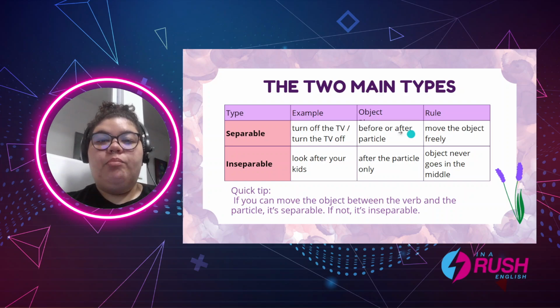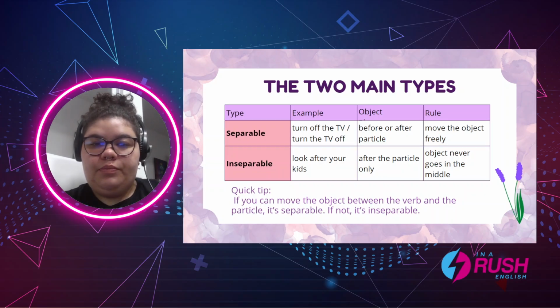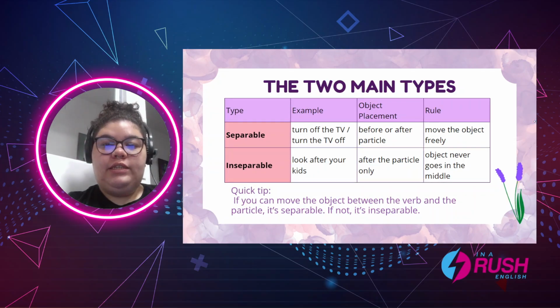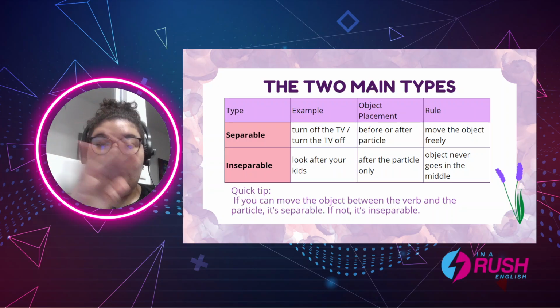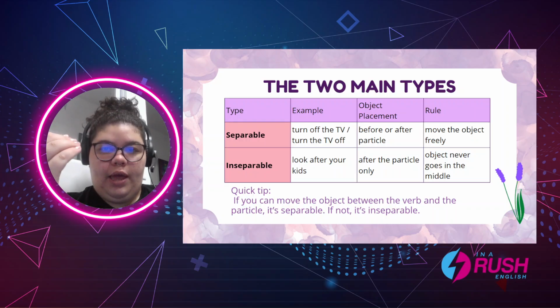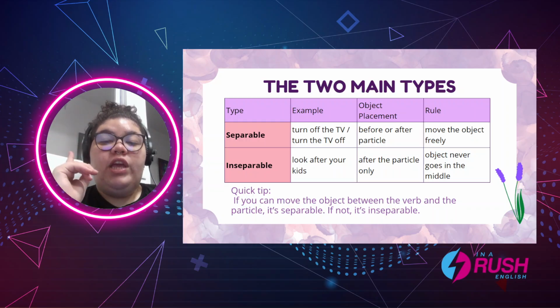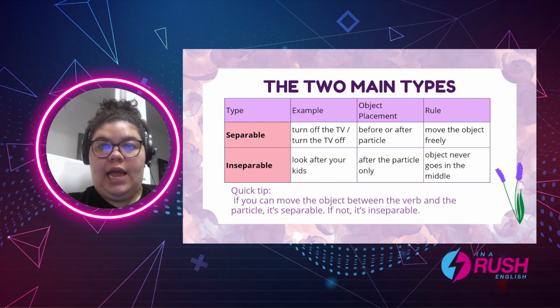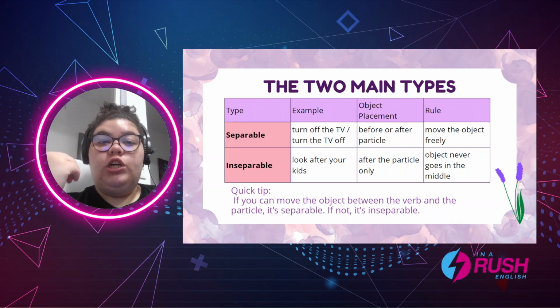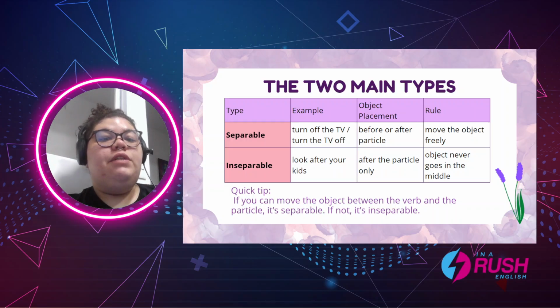Object placement, you can put it before or after the particle. It's your call. Just a moment. I'm back. So here it is. Object placement, before or after the particle. You decide because this particle is separable, okay? Rule: move the object freely from the end to the middle or from the middle to the end. Okay? So turn off the TV or turn the TV off.